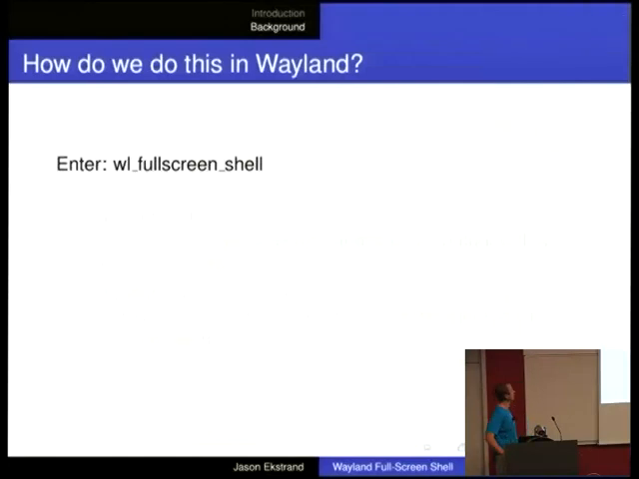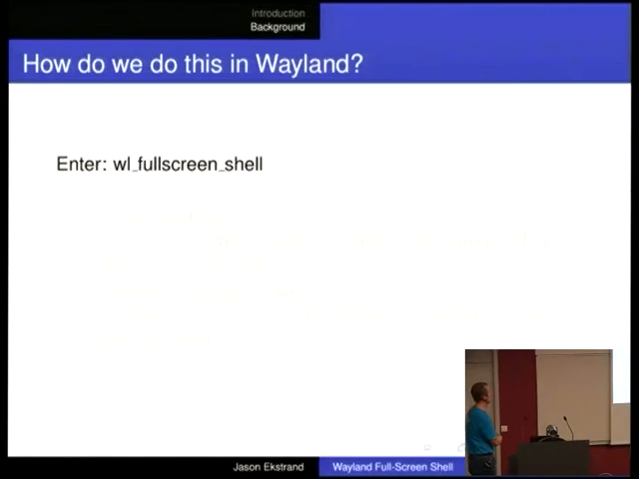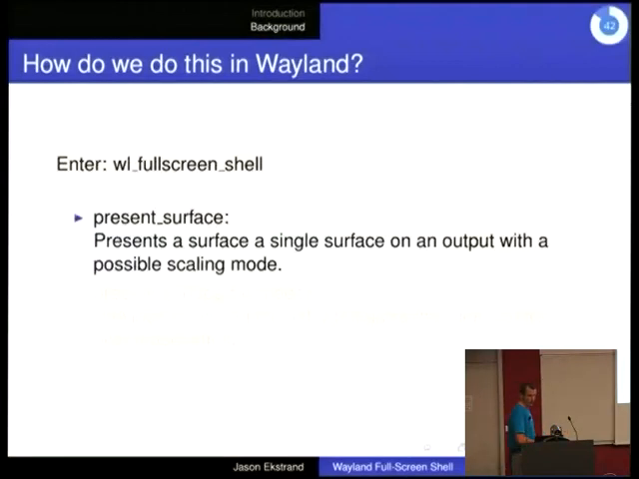So to do this, I created something called the full-screen shell. The full-screen shell actually covers a bit broader category of things than just screen sharing. That's the particular setting that I decided to present. But the basic idea is two very simple requests. One request is present surface. You give it a surface, you say, put this on this output, and it puts it on that output. And you can give it a scaling mode if you want it to be something other than centered. Stupid simple.